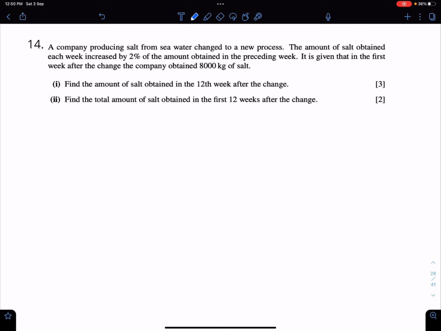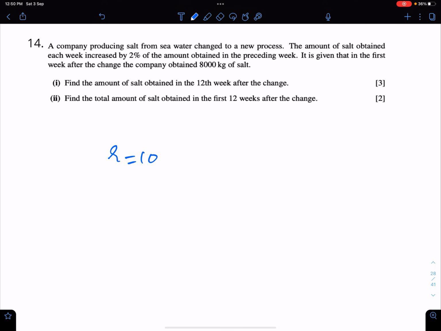Question number 14. A company producing salt from seawater changed to a new process. The amount of salt obtained each week increased by 2%. So this is a GP with R = 102%, which is 1.02.